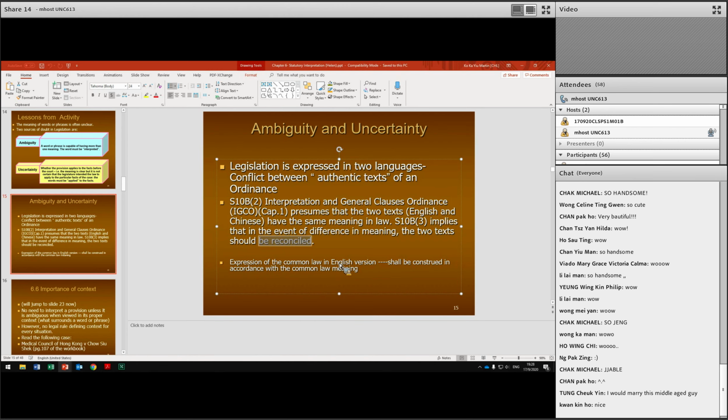Reconcile is a useful term in legal study. In the LLB program, we always use this term, reconcile. Reconcile means that you have to argue that they are not in conflict. Sometimes the lecturer will give you two statements. The two statements seem to be in conflict. So your job is to reconcile these two statements. Reconcile means that you have to argue that they are not in conflict. So that's the meaning of reconcile. So expression of the common law in English version shall be construed in accordance with the common law meaning.